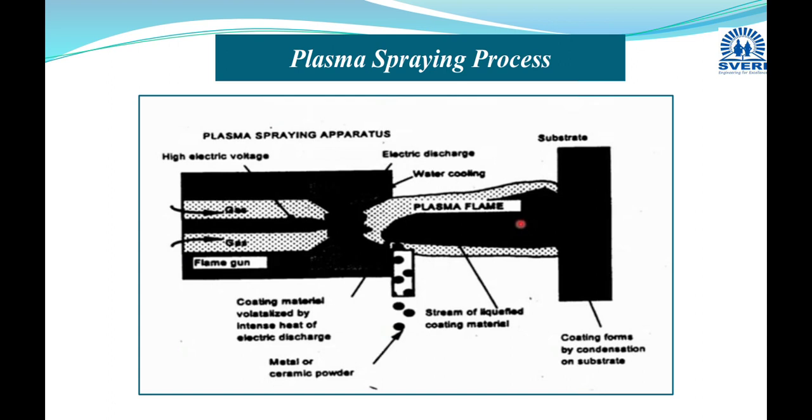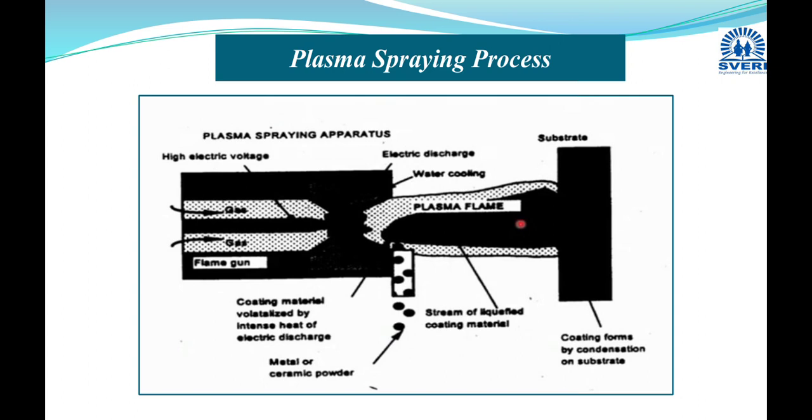Now this is the plasma spraying process. A little bit advanced version of this particular technique is plasma spraying. You get very high heat at the tip of the torch, as I have shown in the figure. The heat in flame spraying and arc spraying can be 1500 or 700 degrees Celsius. On the other hand, in plasma spraying, it can be as high as 25,000 to 30,000 degrees Celsius.